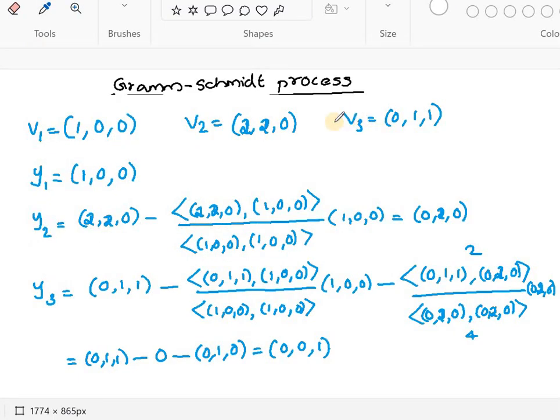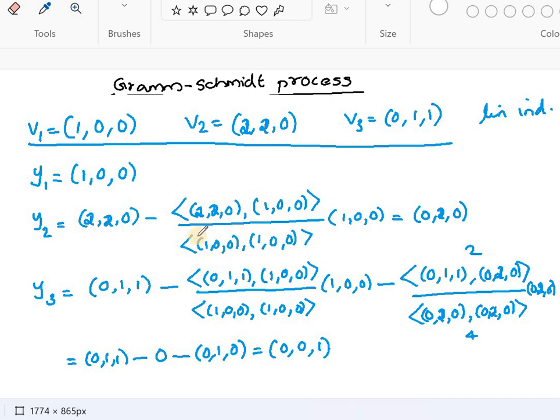Now let us see a simple example in R3. I am taking three vectors, v1 equal to (1, 0, 0), v2 equal to (2, 2, 0), and v3 equal to (0, 1, 1). These three vectors are linearly independent. So I want to create an orthonormal set from this. So y1 is equal to v1 itself. v1 is (1, 0, 0). So y1 equals v1.